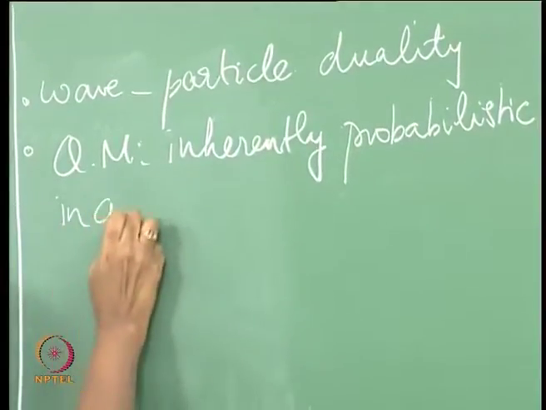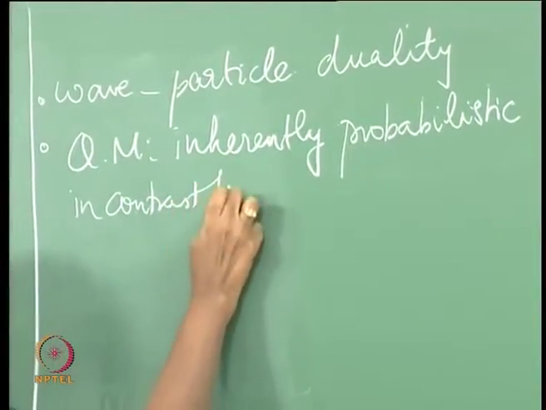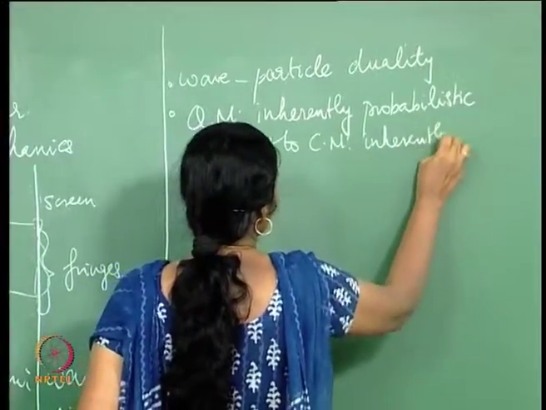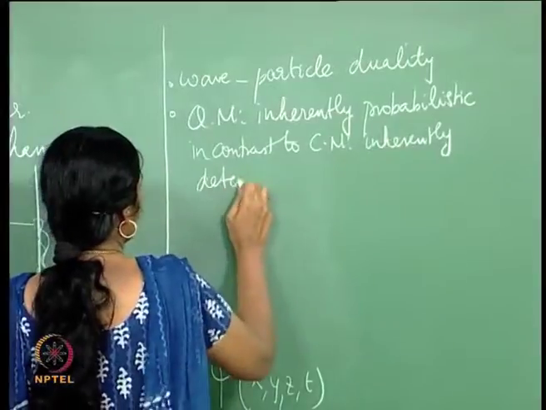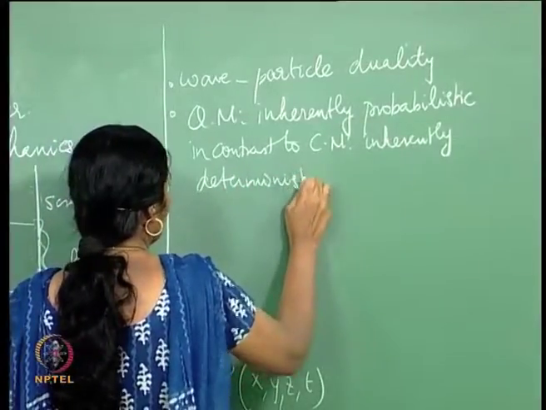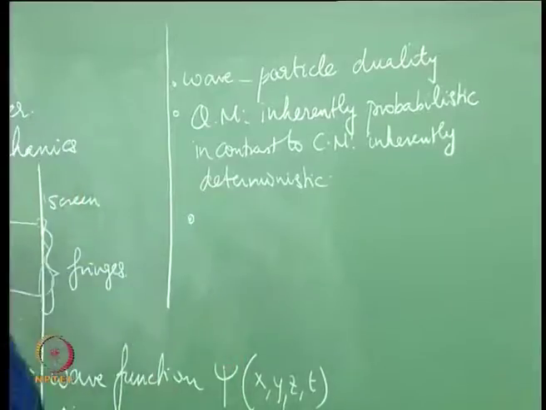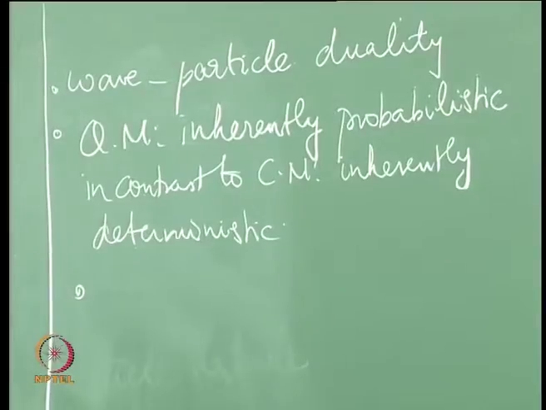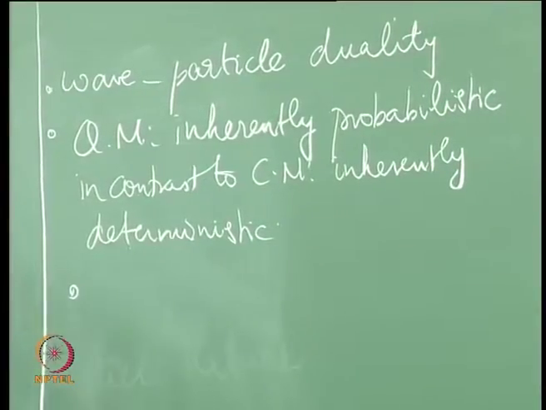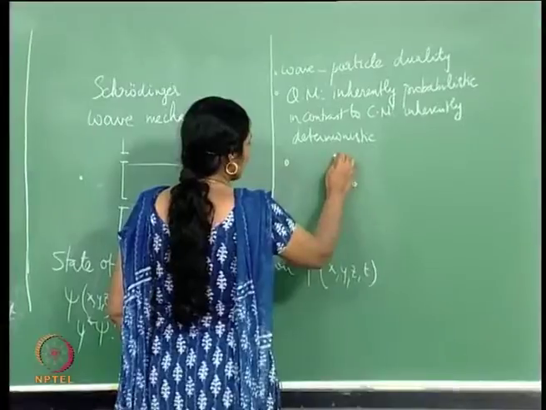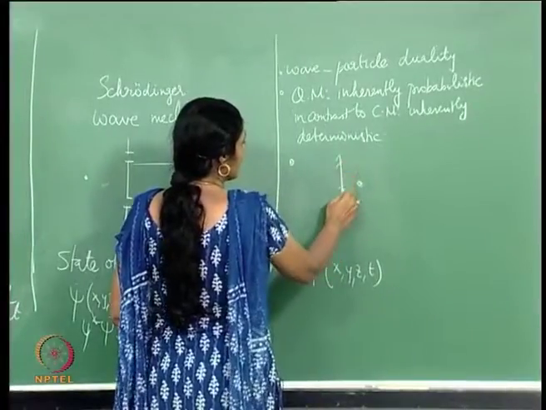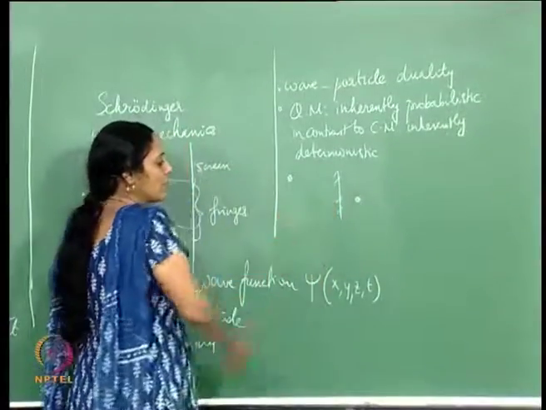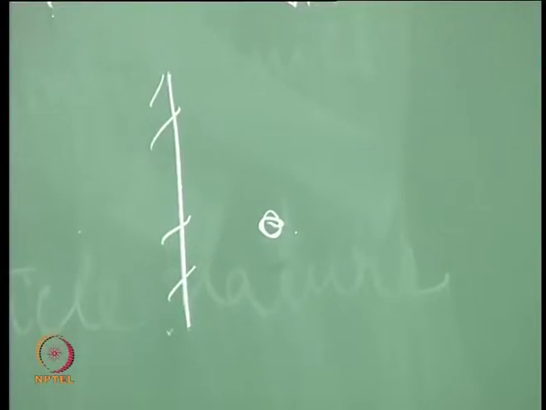In contrast to classical mechanics, which is inherently deterministic. And in this context, I have to mention something else. In classical physics, suppose there were a particle which is kept on this side of a barrier, an impenetrable barrier, the probability of seeing the particle on that side of the barrier is strictly 0.